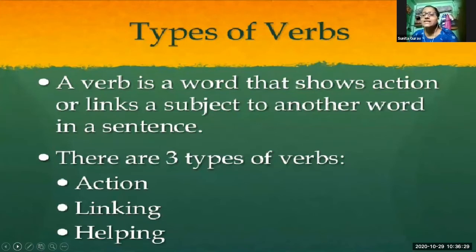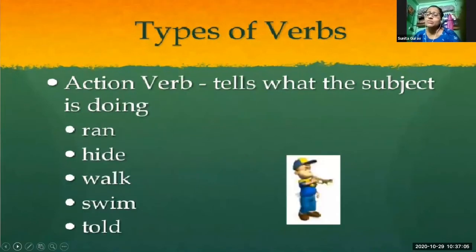Now there are 3 types of verbs. These are the 3 types of words that we are using in our day-to-day life. First of all, action verb. Second one is linking verb. Third one is helping verb. These 3 types of verbs we are using in our daily life. Now we will take an overview of these 3 types of verbs first, not in so much depth, because our today's topic is transitive and intransitive verbs.